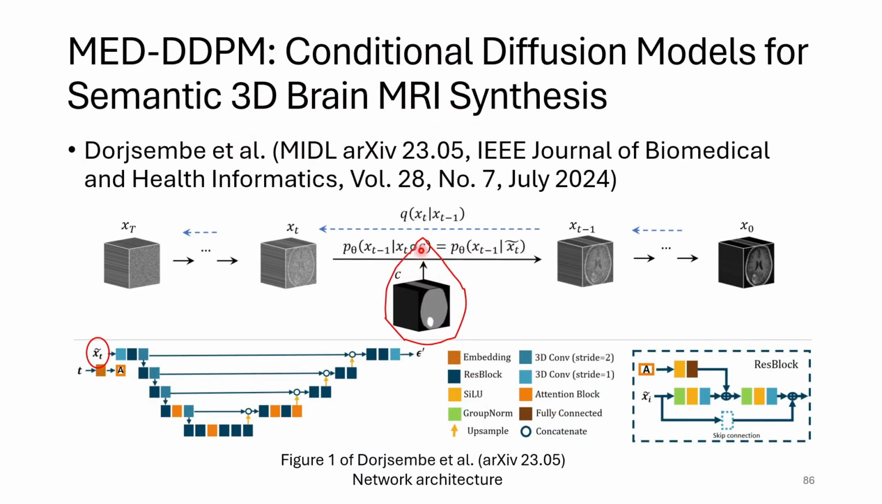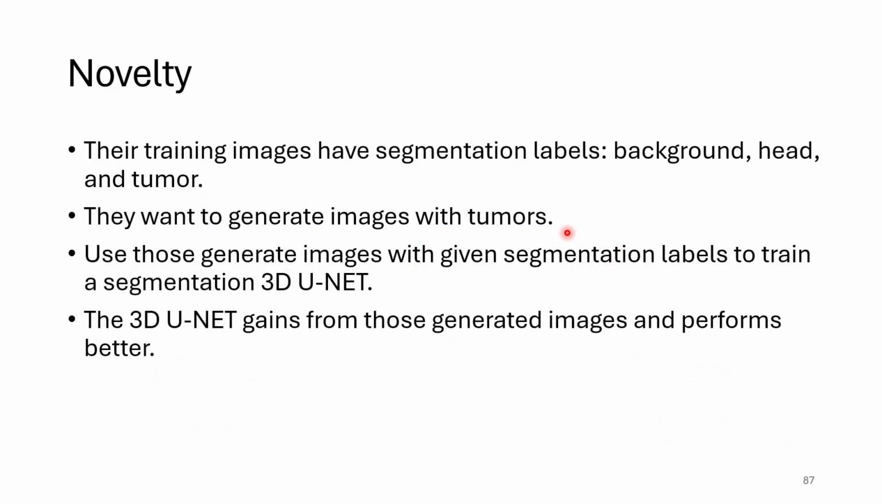They combine the image with the conditioning factor to predict the epsilon, the noise, so that they can generate the previous step. So that's all. That's the modification. So how do they do it? Okay, they use segmentation data here. So why do they want to do it? Let me explain.